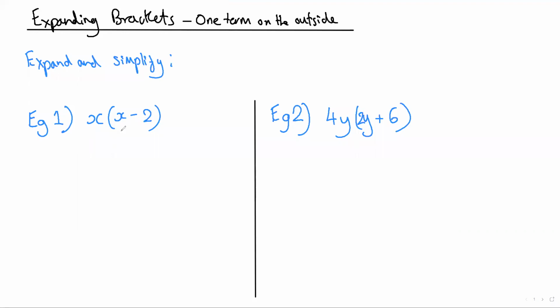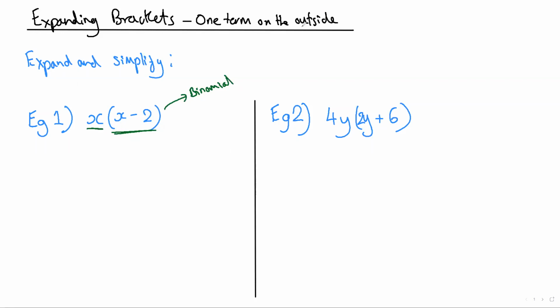So let's start with this first example. Here you can see that we have one term on the outside, being this x, and then we have what's called a binomial. You don't need to remember this name, but it's basically the bracket bit. So this bit. And when we expand it, we want to multiply the term on the outside with each of the terms in the binomial.